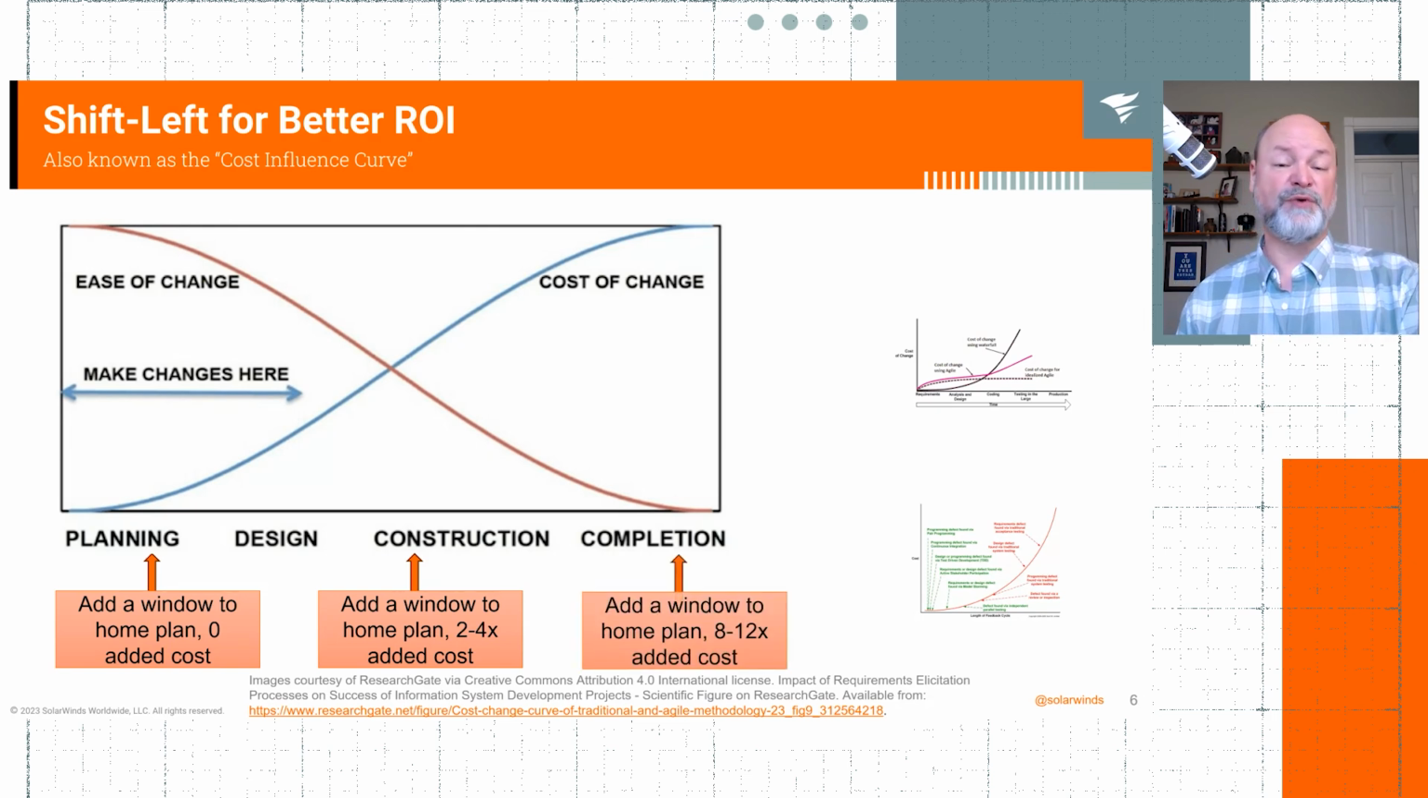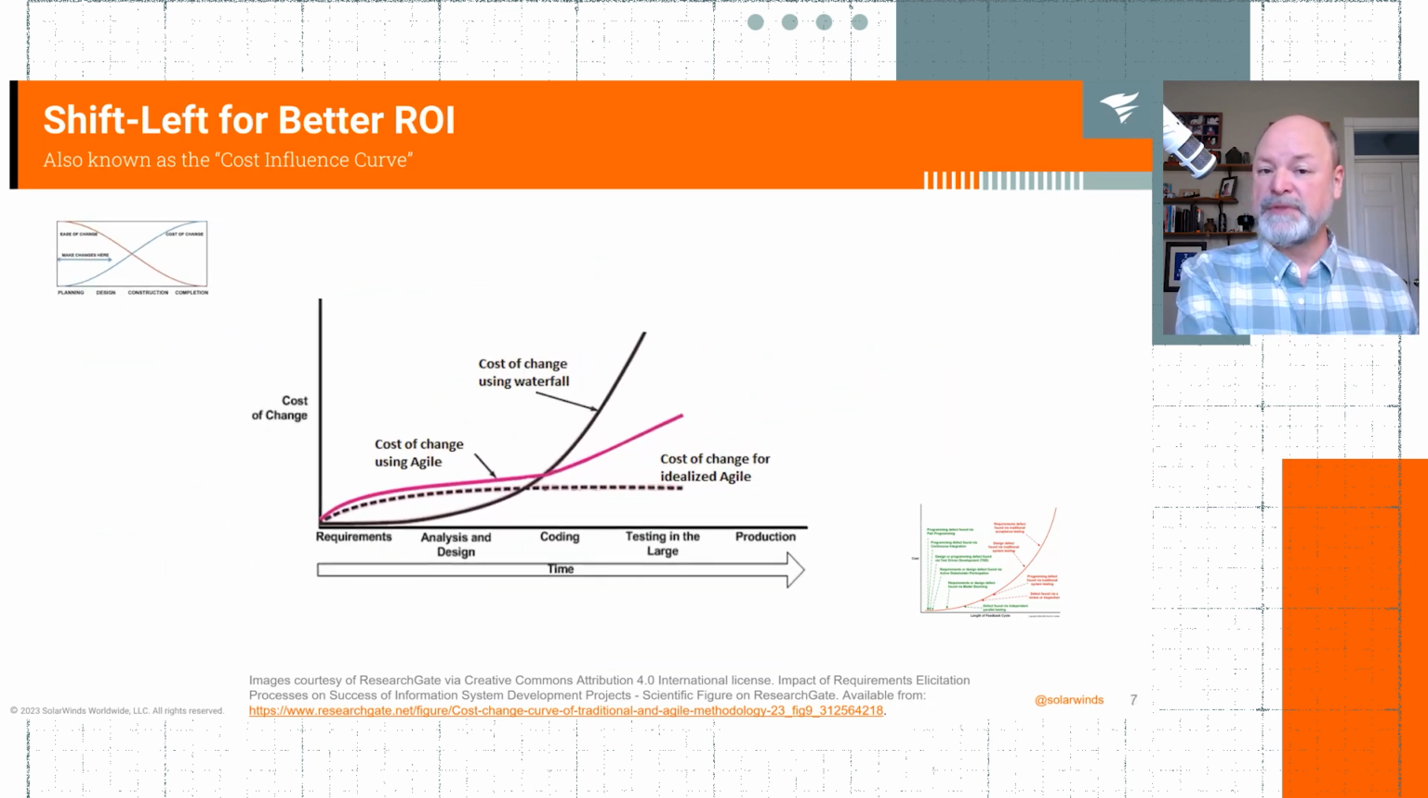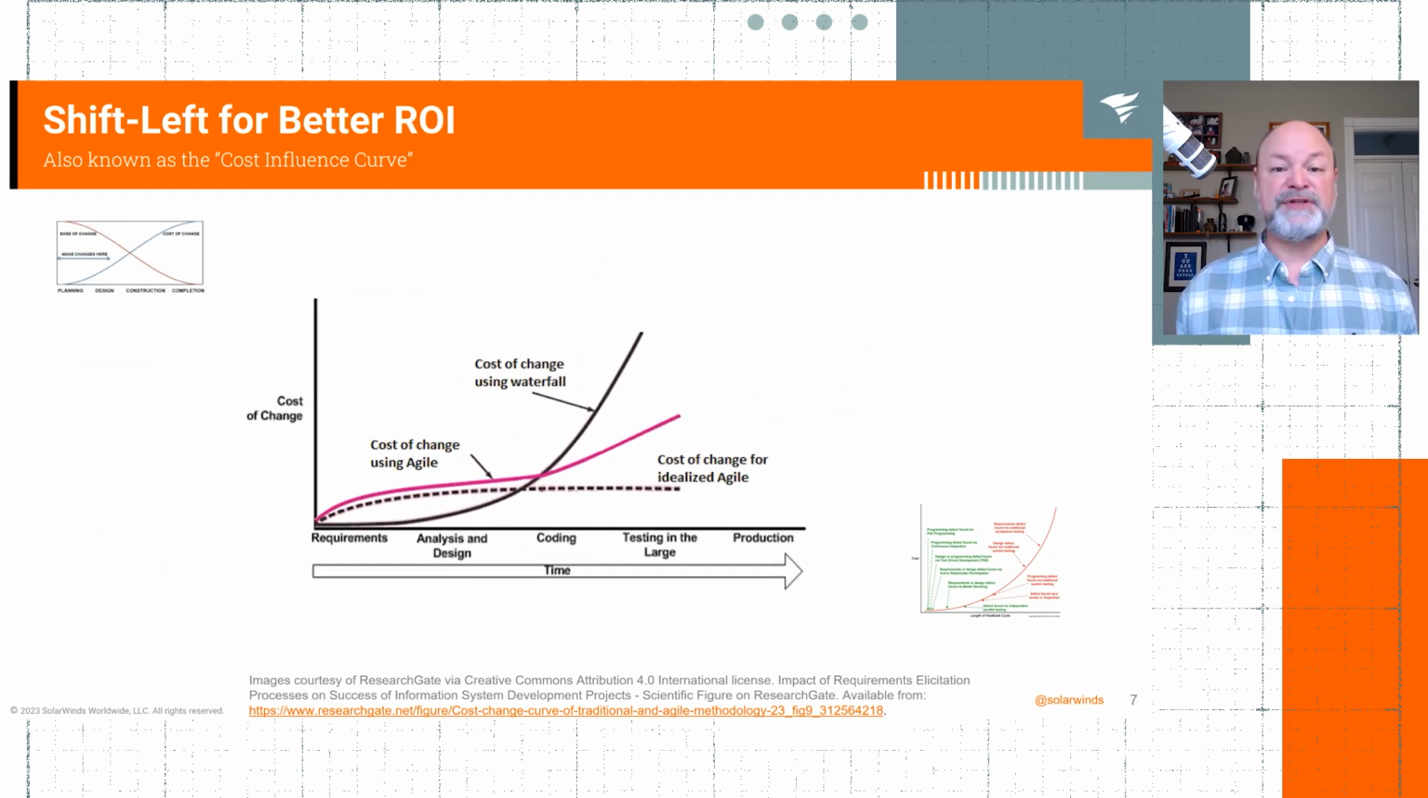And if we have already pretty much gone to completion on the house and we realize we need to add a window at this point, it's going to cost 8 to 12 times more than what it would have if we figured it out at the very beginning. That's in a home. Building a home, but it's the same way for building with Agile.